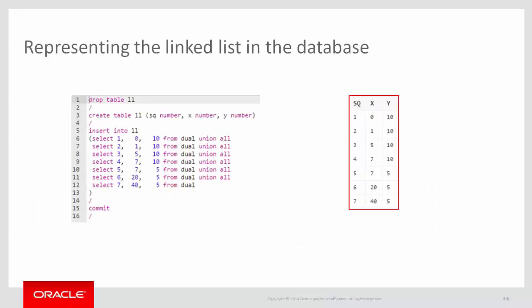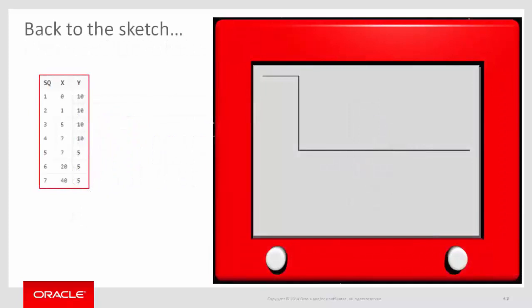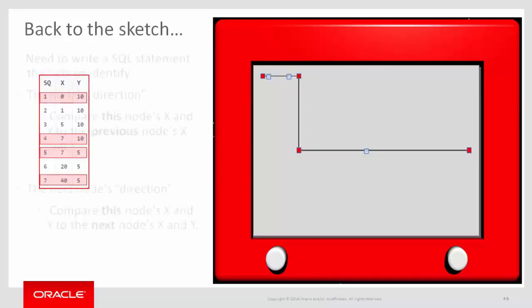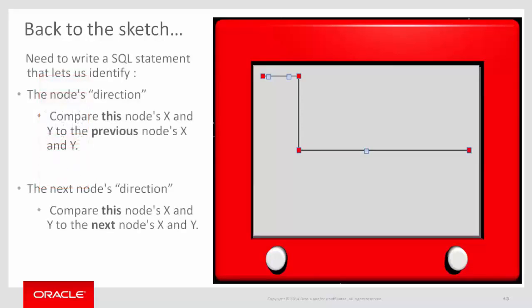Now let's go back to the sketch. Here I've got the first example. I've got the nodes in the database, the x and the y, the sequence number of each. I've got the nodes on the sketch and I've highlighted in red the nodes I want to keep. So once again, I need to write a SQL statement that lets us identify the node's direction and the next node's direction. So I need to compare this node's x and y to the previous and the next node's x and y.